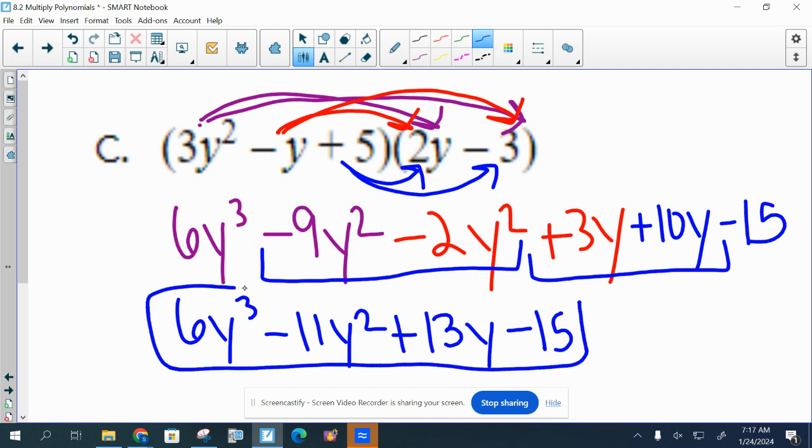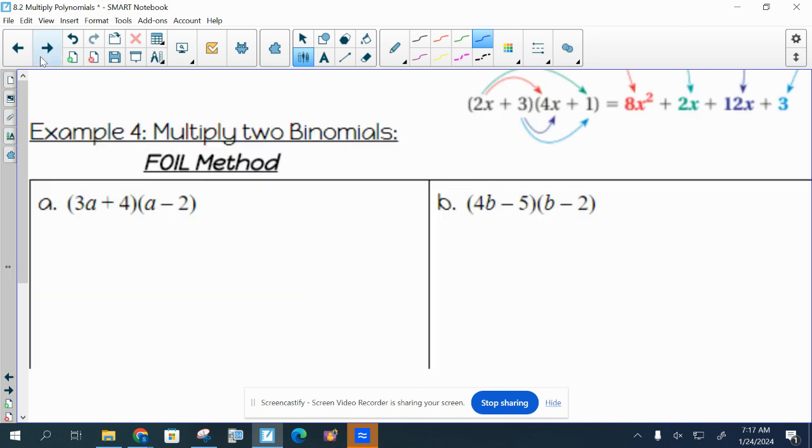So you can see there's a lot of potential for error here if you don't use the box method because of all of the negative signs. So just be careful if you're going to do it this way. Okay, and there's one last method when you have 2 binomials. It's something that we call the FOIL method.